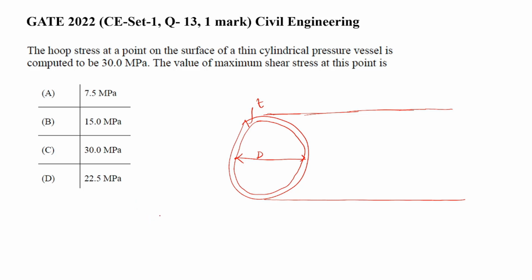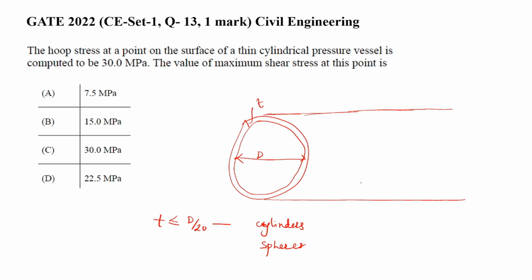If T is less than or equal to D by 20, where D is the internal diameter, then these are called thin vessels. Vessels means there may be cylinders or spheres. Okay, so now what is the question about? The question is about hoop stress, and the hoop stress is given, that is 30 MPa.